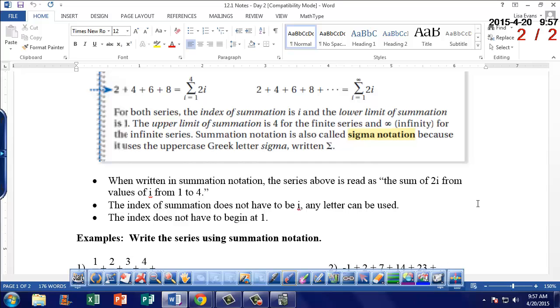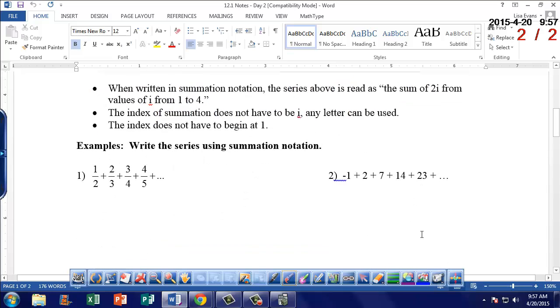The index of summation does not have to be i. Any letter can be used. The most popular ones that you will see are i, k, and n. Now, when I'm putting it into my calculator, because I will show you, I always just put an x, so then I don't have to worry about finding any other letter of the alphabet. The index does not have to begin at 1. Usually when you end up writing the rule, it will, but if a series is given to you and you're asked to find the summation, it won't always start at 1. And you'll see what I'm talking about because I have plenty of examples.